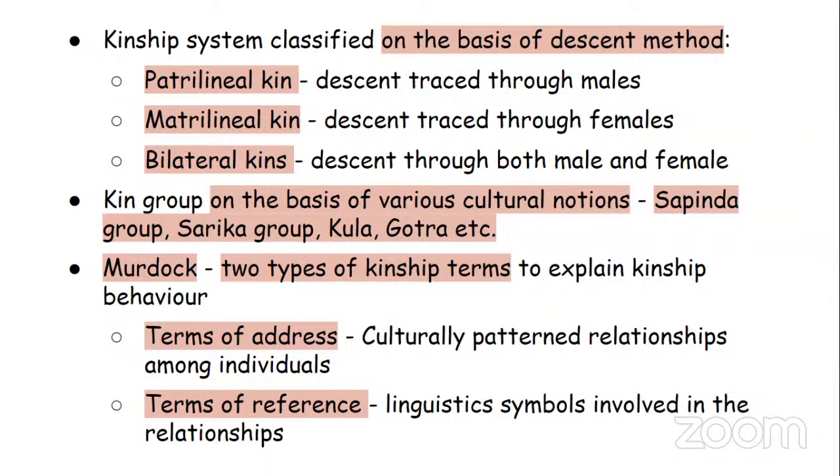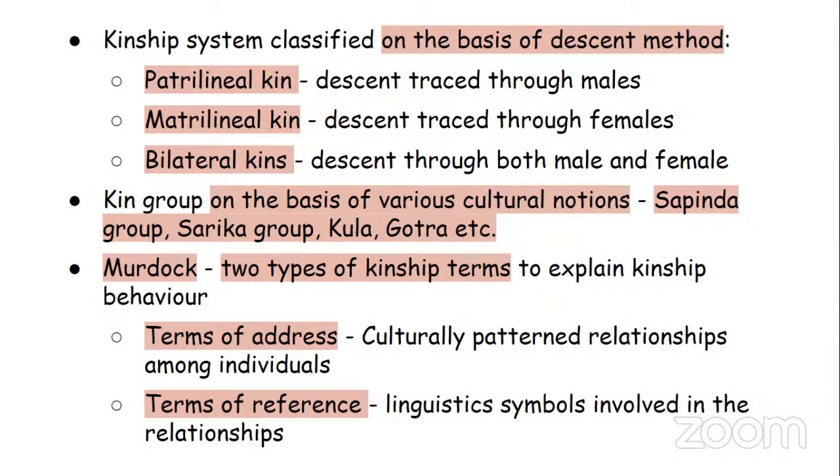Okay, so these are just the major three types. Based on descent method, we can broadly classify kinship systems into patrilineal kin, matrilineal kin, and bilateral kin. Patrilineal kin means descent traced through males. Matrilineal means descent traced through females. Bilateral kin means descent traced through both male and female. So these are the three major classifications of kinship system based on descent method.